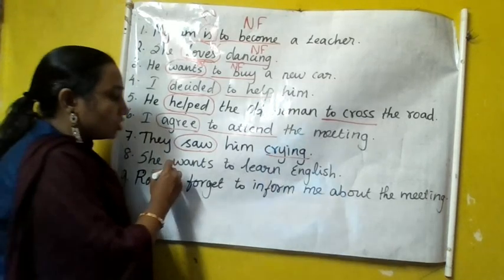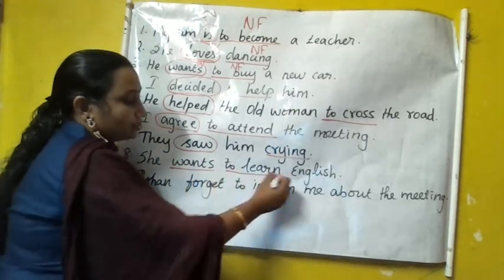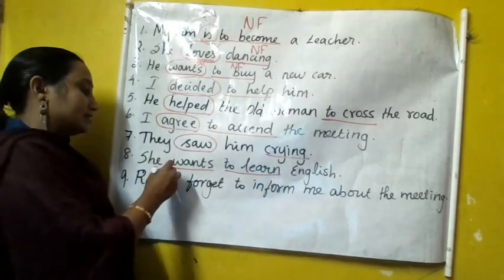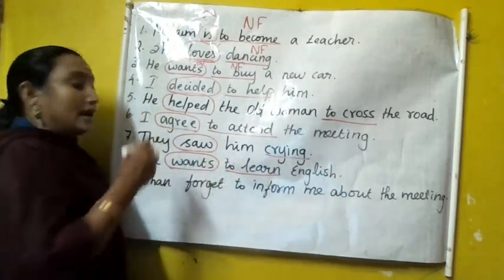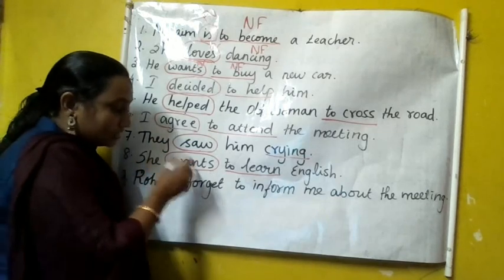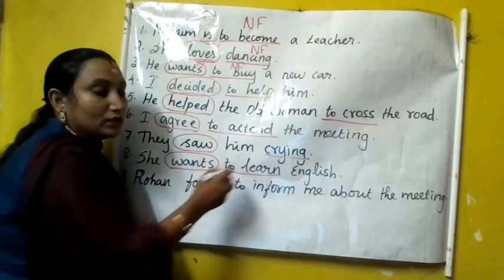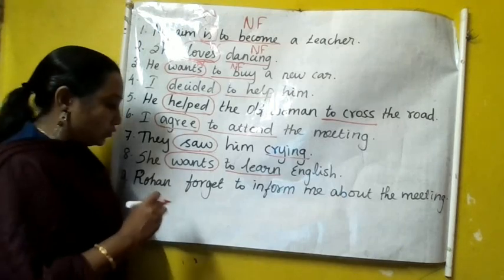She wants to learn English. Wants comes next to the subject and it undergoes changes. So that is the finite verb and to learn is the non-finite verb.